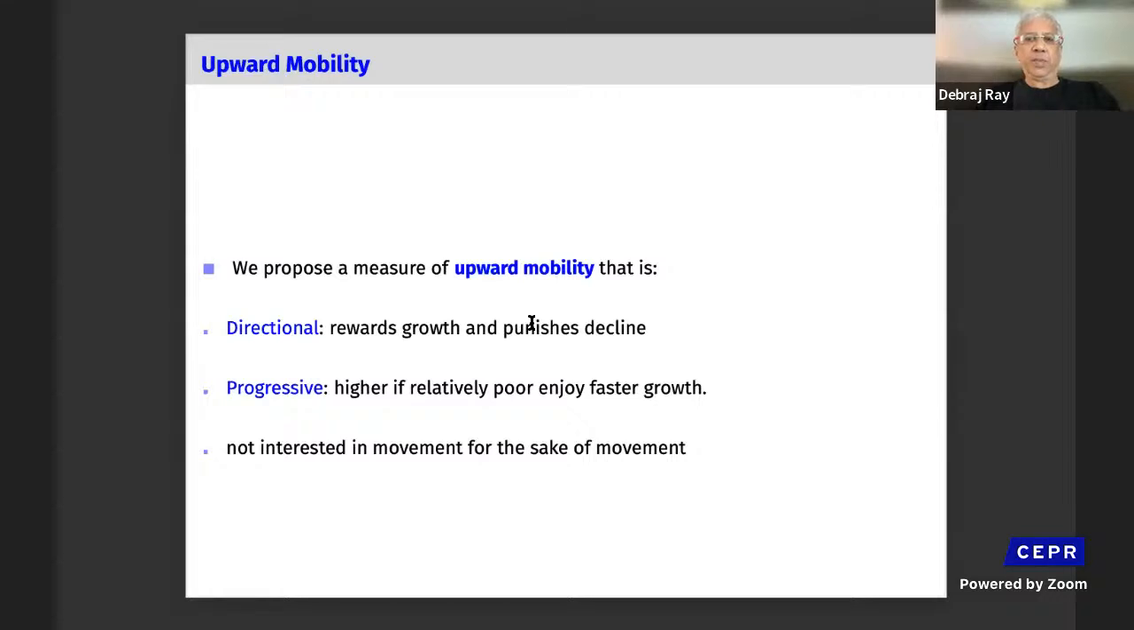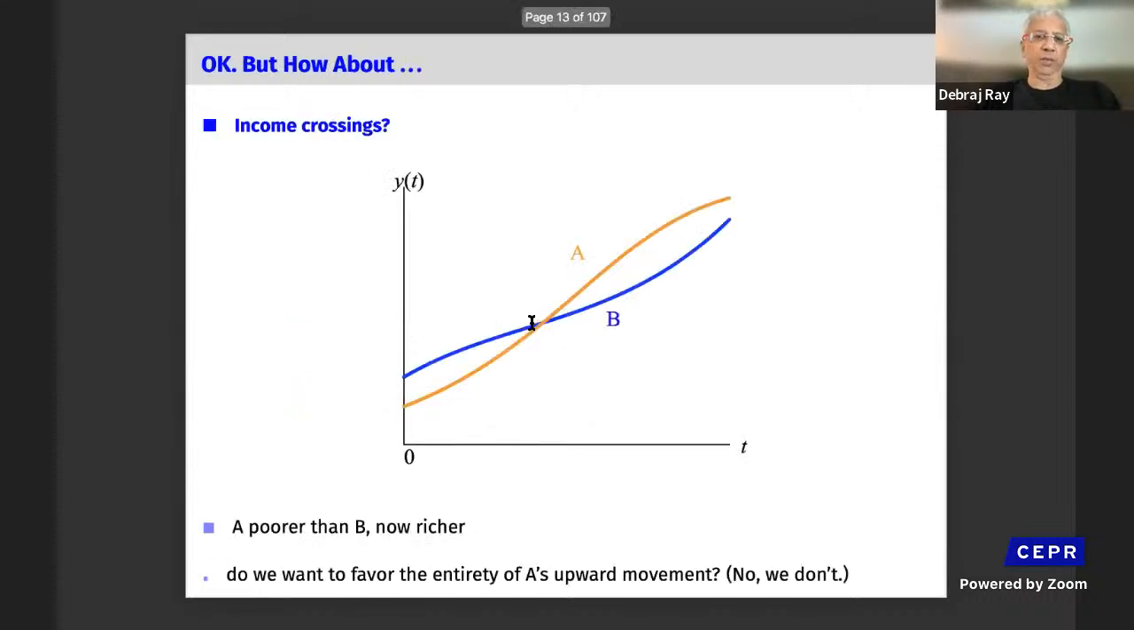The second feature of this measure is that it is progressive. And this is the emotional core of the term upward mobility for us. The measure is progressive in the sense that relatively poor people enjoying faster growth is a positive for upward mobility. So as I said, we're not interested in movement here for the sake of movement.